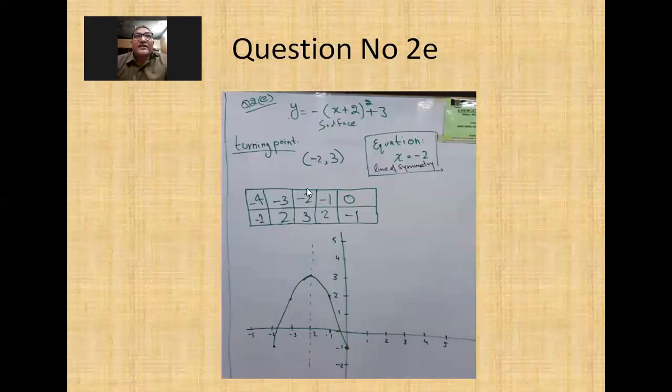So you draw a table here, write this turning point here, and take 2 points before that and 2 points after that. So I will put x values minus 3 and minus 4. I put them here.